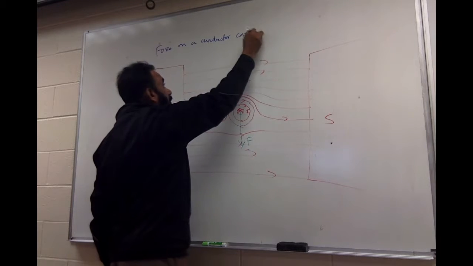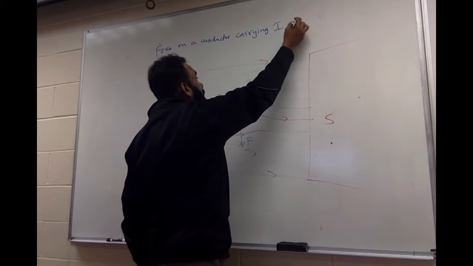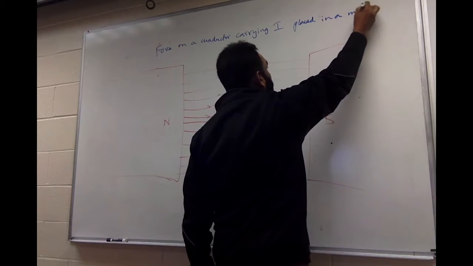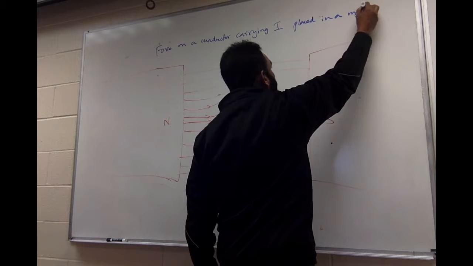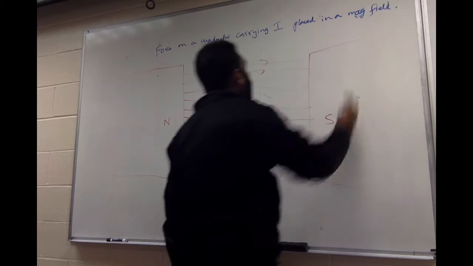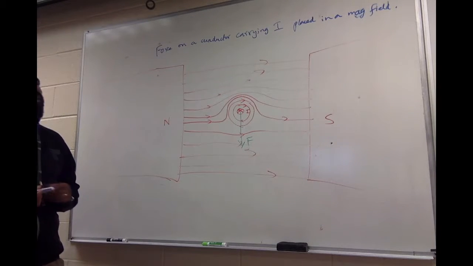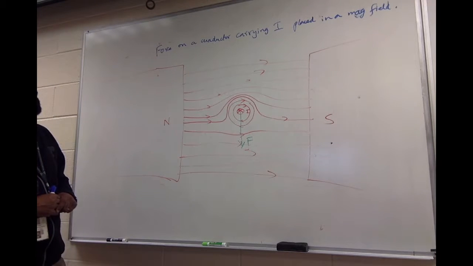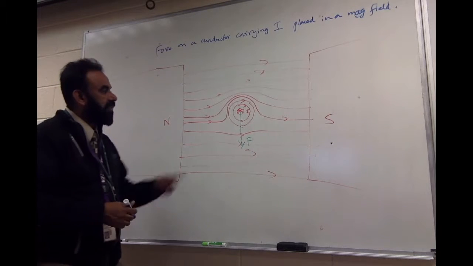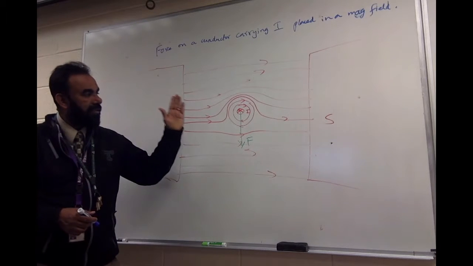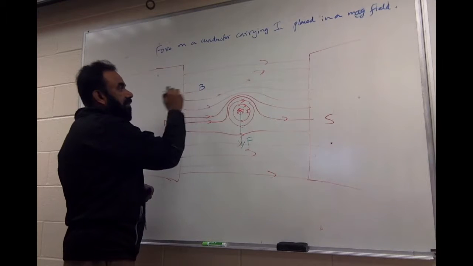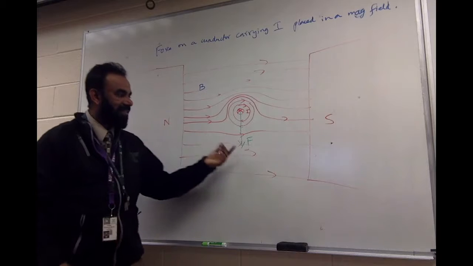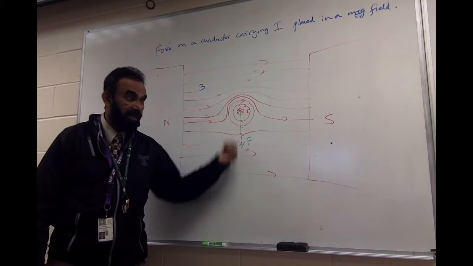Carrying current placed in a magnetic field. Force on a current carrying conductor placed in a magnetic field. This is pretty much the same. So you are applying a magnetic field that way, and the current is going into the board, and it experiences a force downward.